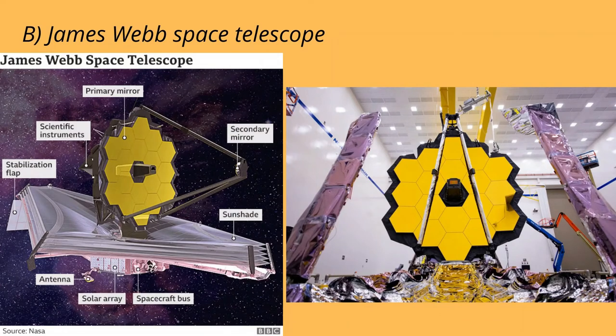Another wonderful telescope that uses concave mirror and convex mirror is the James Webb Space Telescope. These are the pictures of the structure of the James Webb Space Telescope. NASA is now targeting October 31st to launch the telescope.